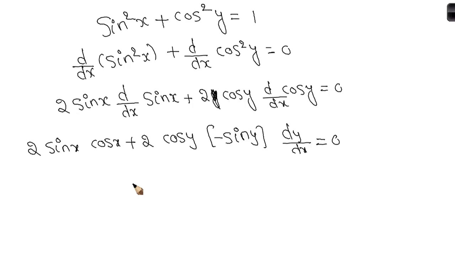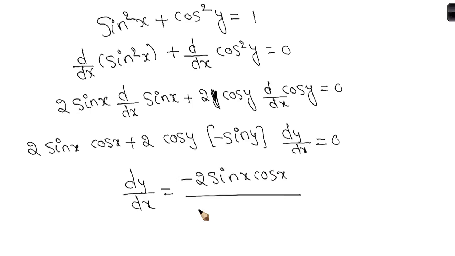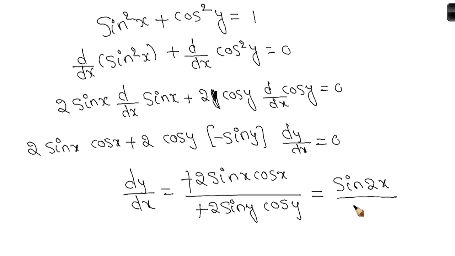So this can be written as dy by dx is equal to minus 2 sin x cos x upon minus 2 sin y cos y. The negative in the bottom and the top gets cancelled. So 2 sin x cos x, I can write as sin 2x. 2 sin y cos y, we can simplify as sin 2y. So the answer is sin 2x by sin 2y. Good.